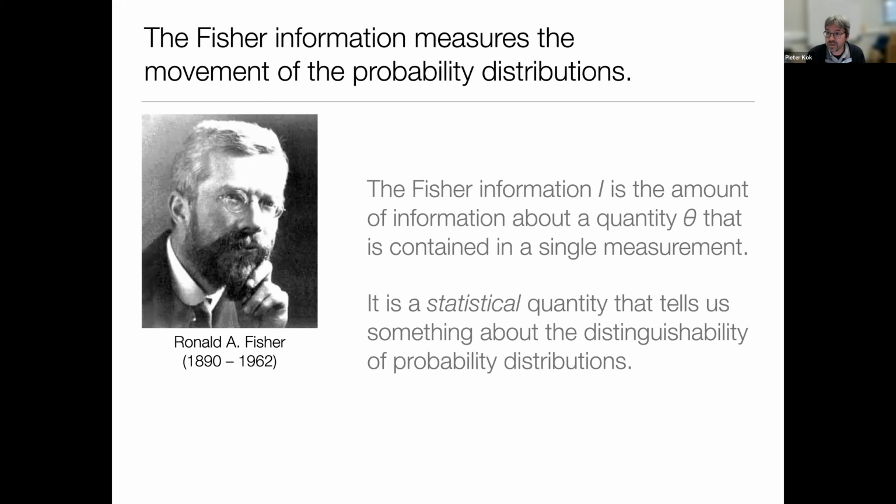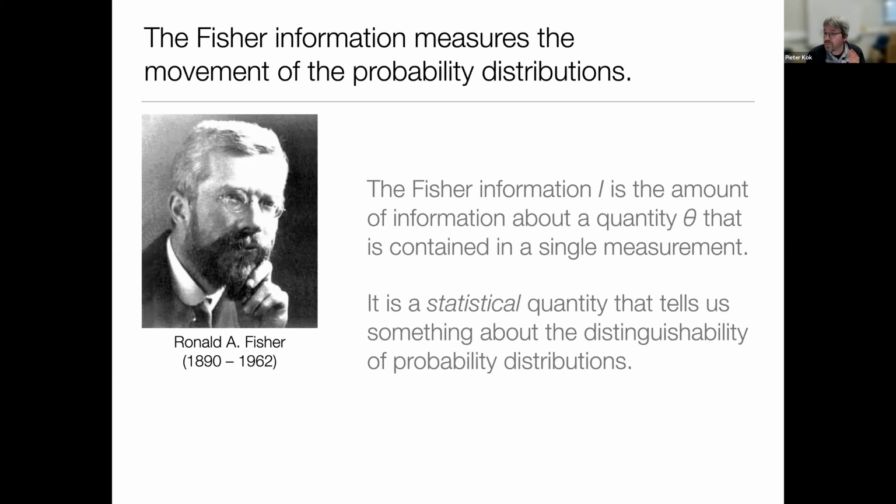And so the Fisher information is named after him, and it indicates the amount of information about theta that is contained on average in a single measurement. So if we take a measurement, we get a little bit of information about theta if the probability distributions actually do change. And so that quantity is very important, because ultimately it will allow us to say something about the precision with which we can measure theta. And so it's a statistical quantity that tells us about the distinguishability of the probability distributions. And I'll get into detail, but I want to prime you that it's an information measure.